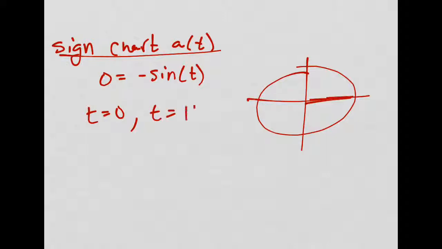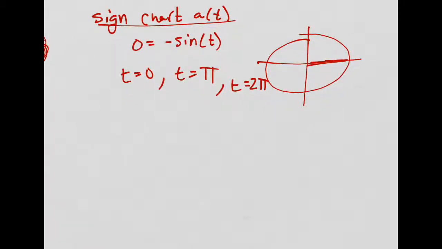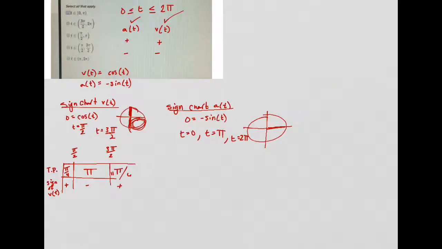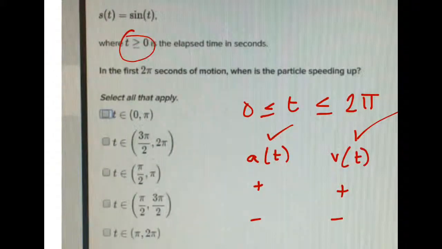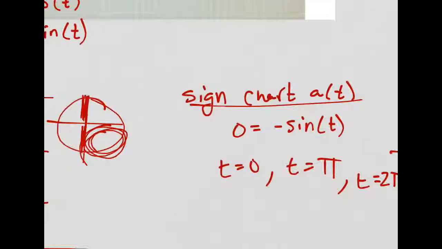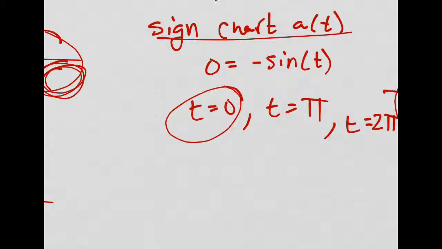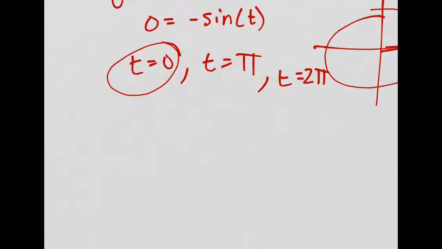t equals pi, and we're going all the way to 2 pi, so t equals 2 pi is another one that makes it 0. So I have 3 points here, and it says t can only be greater than or equal to 0, so we don't need any test points to the left side of that. So that's nice.